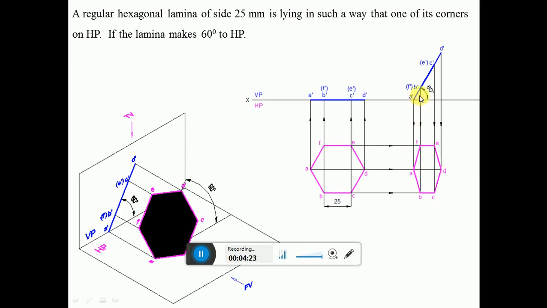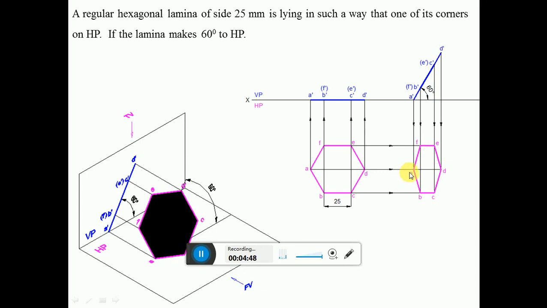Then draw a vertical projector from B dash and F dash. Then draw a horizontal projector from B and F to get these points B and F. Similarly, draw a vertical projector from C dash and E dash, and draw a horizontal projector from C and E to get these 2 points C and E.